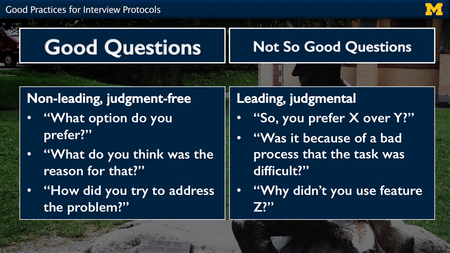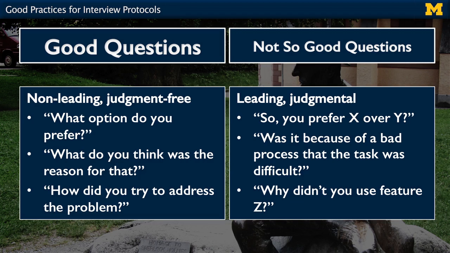You also might want to ask, what do you think was the reason for a certain kind of behavior? As opposed to, was it because of a bad process that the task was difficult? The second question actually seems to suggest that the task itself was difficult and there was something wrong with it. And so you're encouraging people to think something that they may not necessarily believe without that prompting.